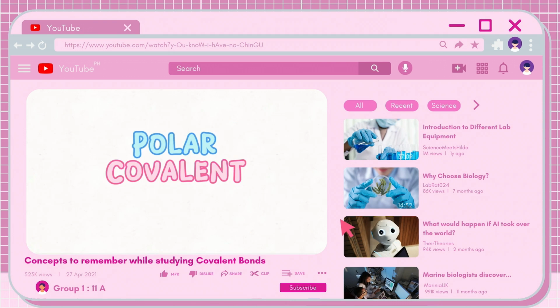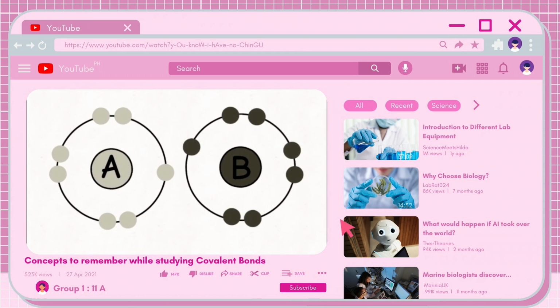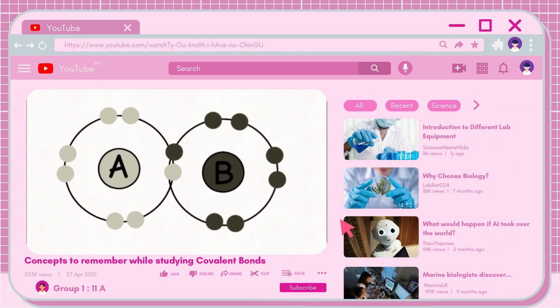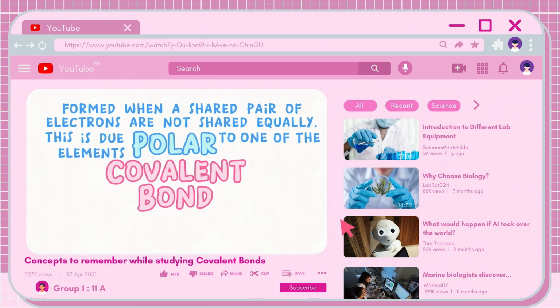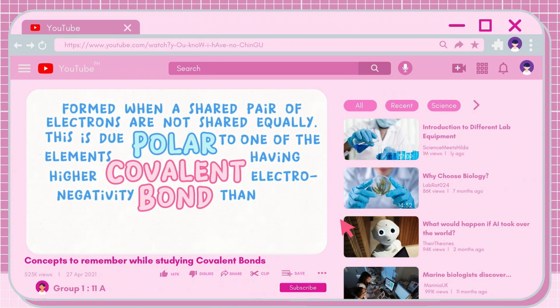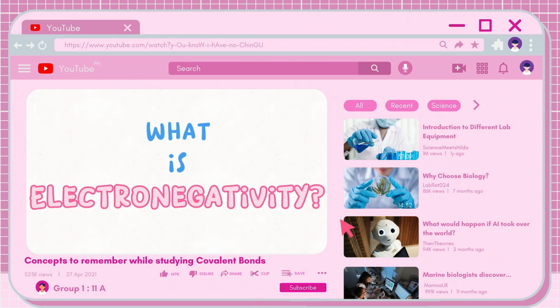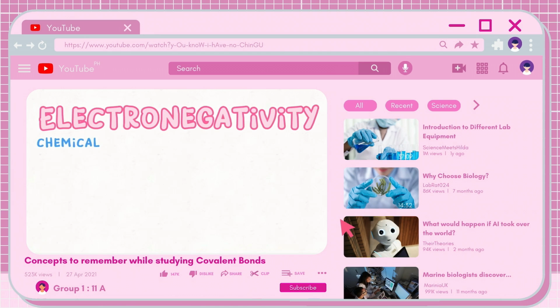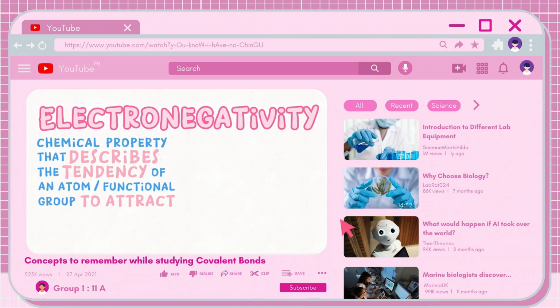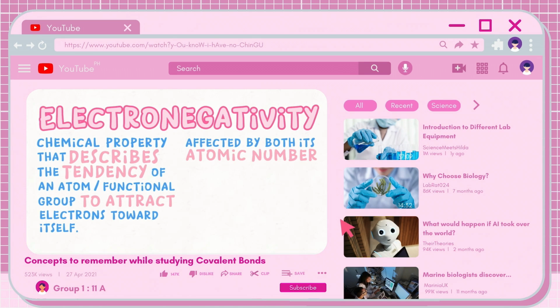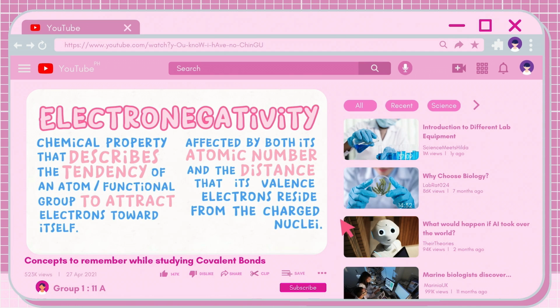Meanwhile, a polar covalent bond is a bond formed when a shared pair of electrons is not shared equally. This is due to one of the elements having a higher electronegativity than the other. Maybe you are wondering, what is electronegativity? Electronegativity is a chemical property that describes the tendency of an atom or a functional group to attract electrons toward itself. The electronegativity of an atom is affected by both its atomic number and the distance that its valence electrons reside from the charged nuclei.